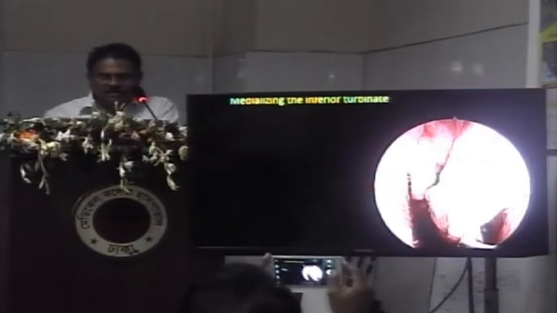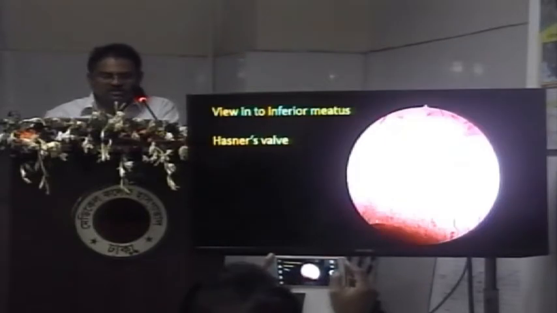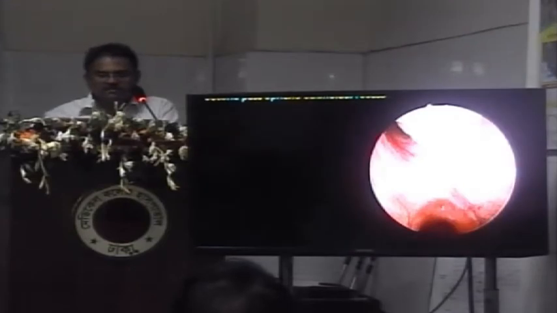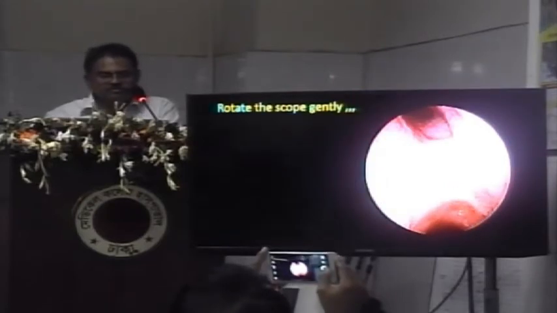This is trying to medialize the inferior turbinate to spot the Hasner's valve, where the opening of the nasolacrimal duct is. That is Hasner's valve. And this is the second pass, into the sphenoethmoid recess first. You will sometimes be able to see the sphenoid sinus ostium and also the vessel, sphenopalatine branches.